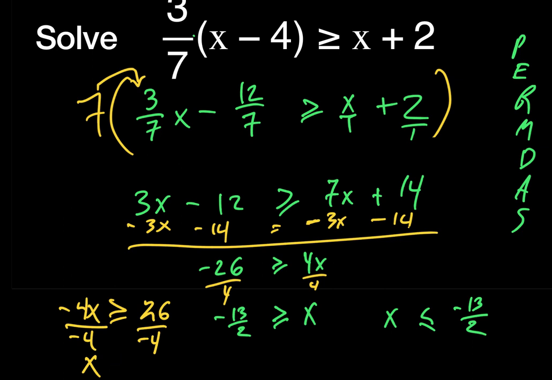When you divide by a negative number or multiply by a negative number, because you're changing the signs, that sign direction also has to change. And that's why I tend to move all my x's to the one side where there's more x's, so I don't have to worry about that.